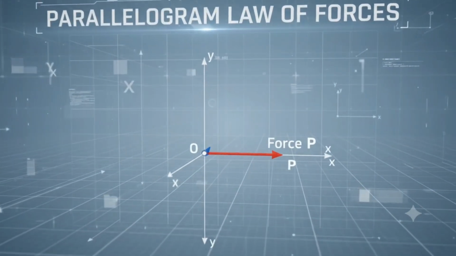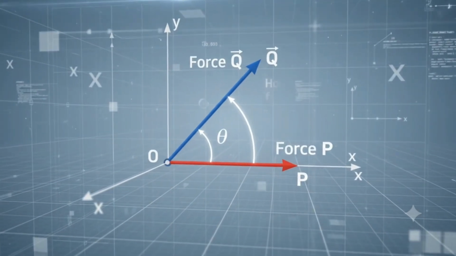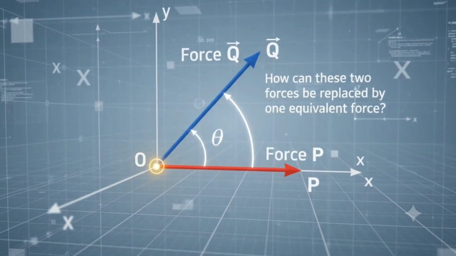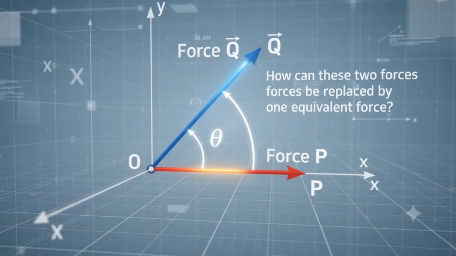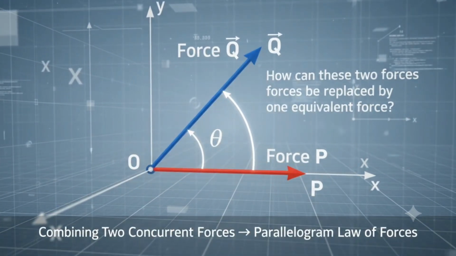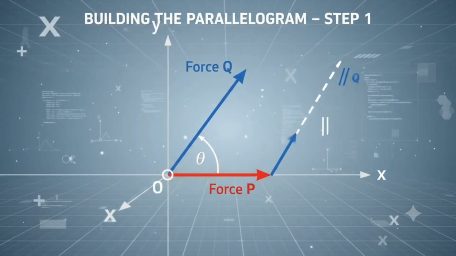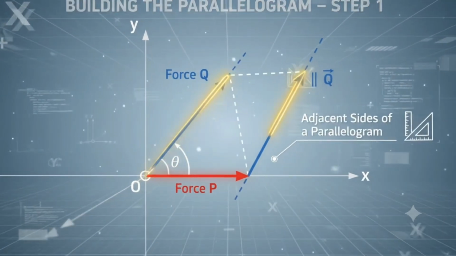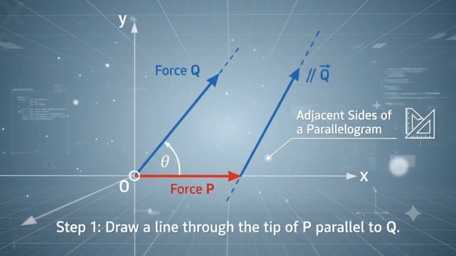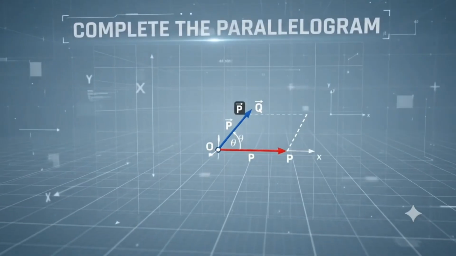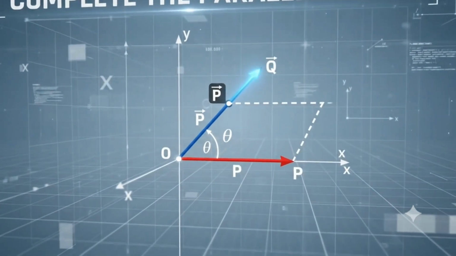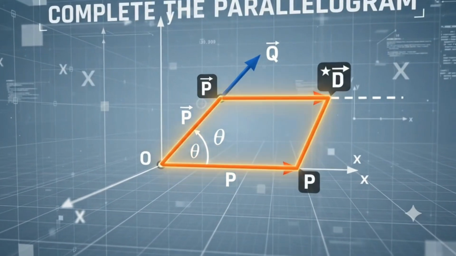When two forces act simultaneously at the same point, how can they be replaced by one equivalent force? When applying the parallelogram law of forces, treat vectors P and Q as two adjacent sides. First, draw a line through the tip of P that is parallel to Q. Now draw a line through the tip of Q parallel to P to complete the parallelogram.